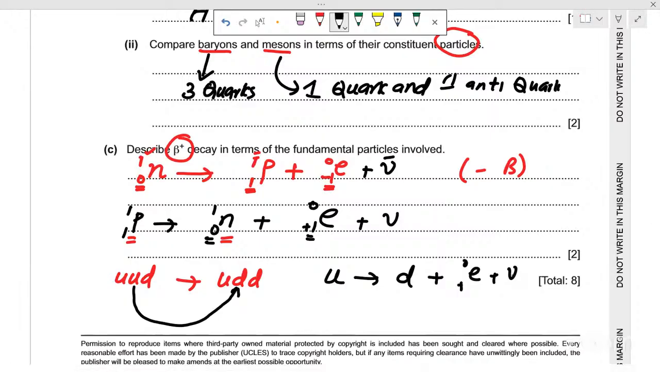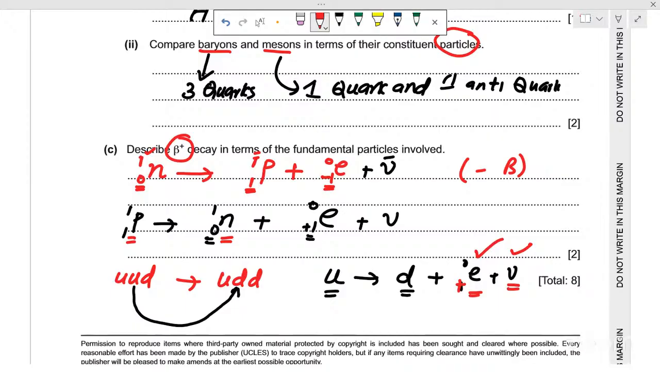You have to write this equation in terms of fundamental particles involved. So what are the fundamental particles? One is up quark and the other is down quark. You will say up quark changes to down quark and positron and electron neutrino are emitted. So these all are fundamental particles, and you have to describe this beta decay in terms of fundamental particles involved.